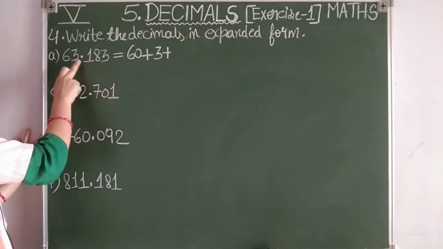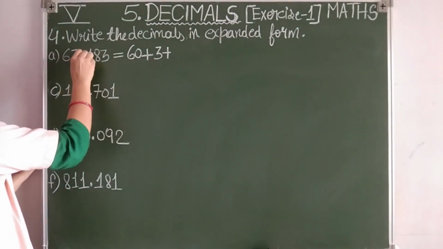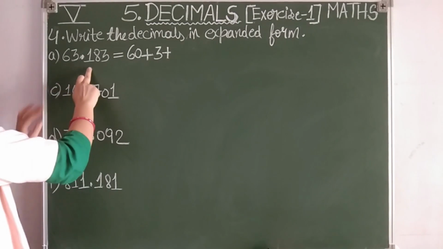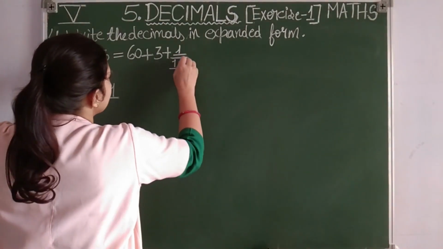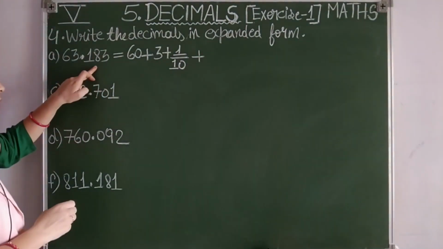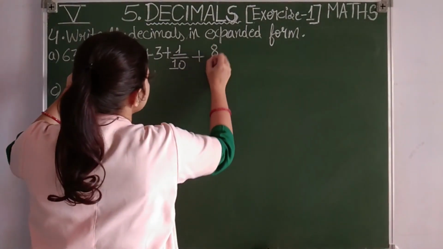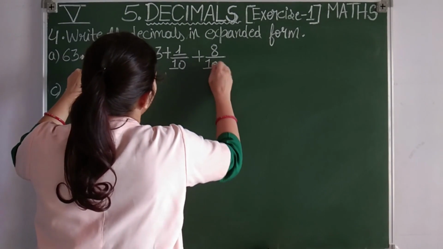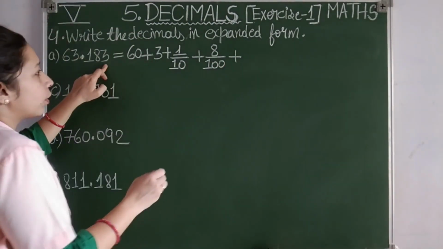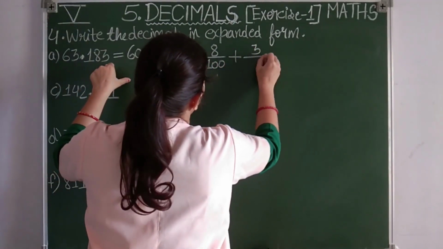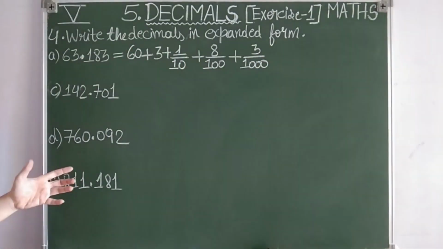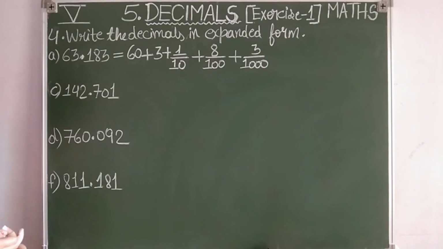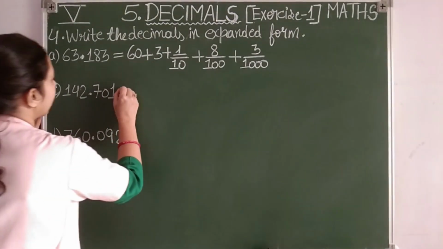Now what is the place value of the first digit after point? It is tenths, that means 1 upon 10. Isn't it, students? Then again plus sign. The place value of 8 is hundredths, so we'll write it as 8 upon 100. Then the place value of 3 is 3 upon 1000. Clear, students? Okay. So like this we are writing the decimal numbers in expanded form. Okay, let us see the second one.